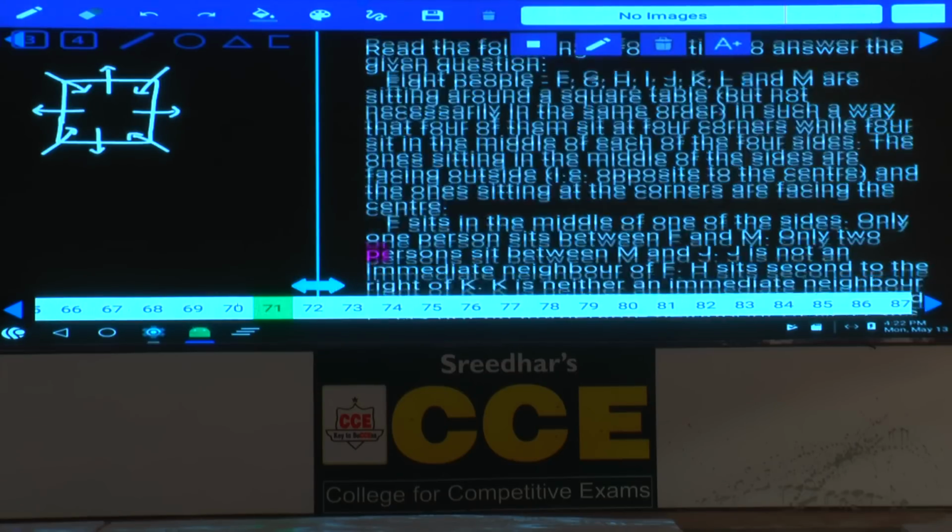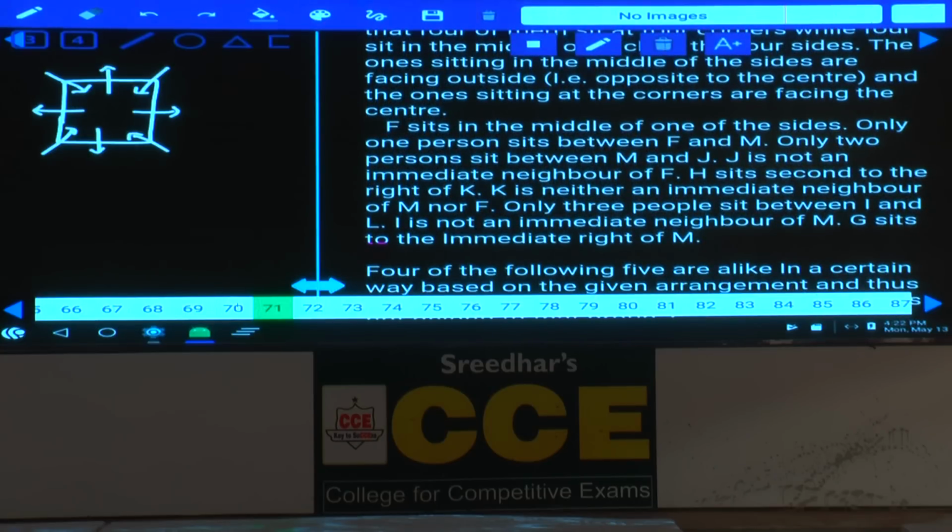Then condition number 1, F sits in the middle of one of the sides. Now we can fix this F at this place. You can fix this F in any one of these 4 places. F sits in the middle of one of the sides. Only one person sits between F and M. One person between F and M. How many possibilities? We have 2 possibilities. M can be either to the left hand side of F or to the right hand side.